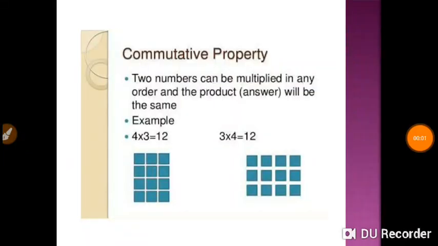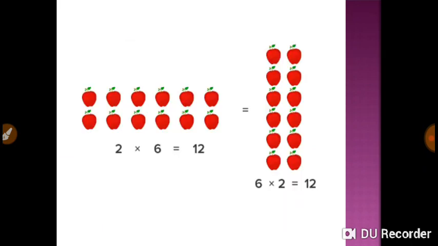The next property is called commutative property of multiplication of whole numbers. According to this property, two numbers can be multiplied in any order, the product will remain the same. For example, 4 into 3 is equal to 3 into 4, which is equal to 12. Or you can say that A into B is equal to B into A, where A and B both are whole numbers.